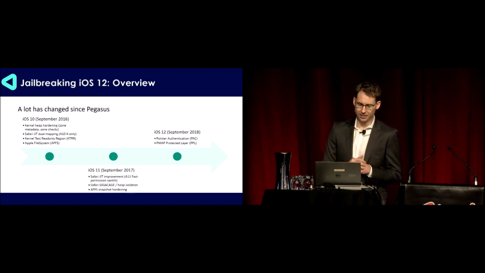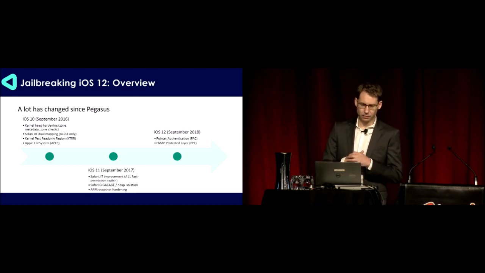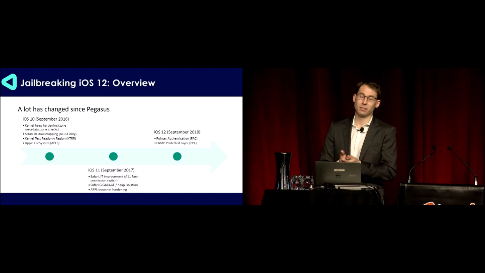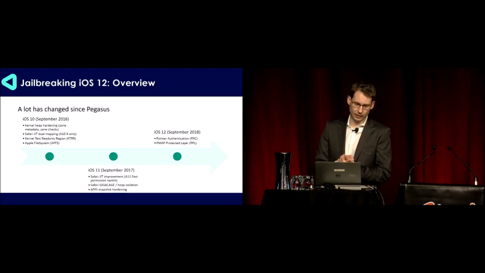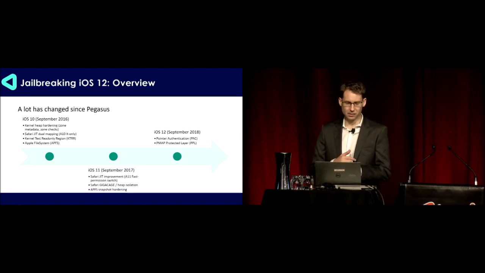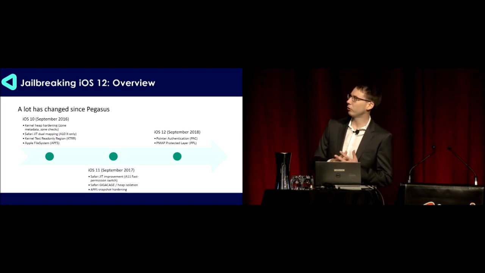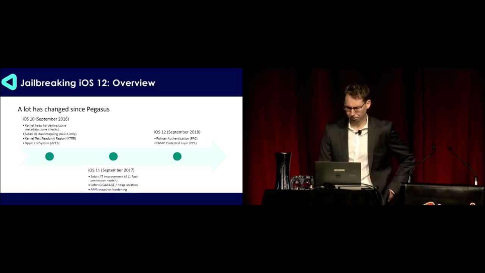A lot of things have changed since Pegasus. iOS 10, 11, and 12 have added a lot of new protections in various different areas, and I've gone over a lot of those protections. There's been some level of kernel heap hardening, the Safari JIT hardening, the Safari GigaCage, KTRR, the introduction of the Apple file system, and of course, the PMAP protected layer, PPL, and pointer authentication, which are the things I talked about in the first section.